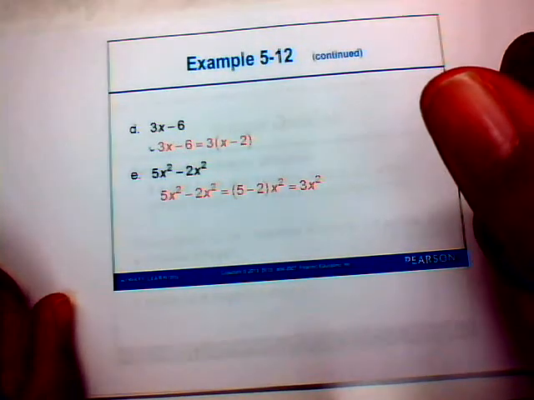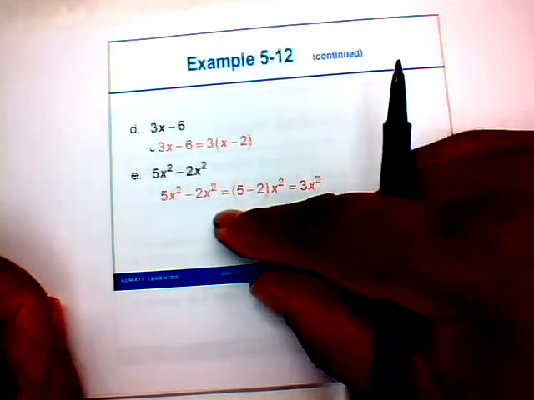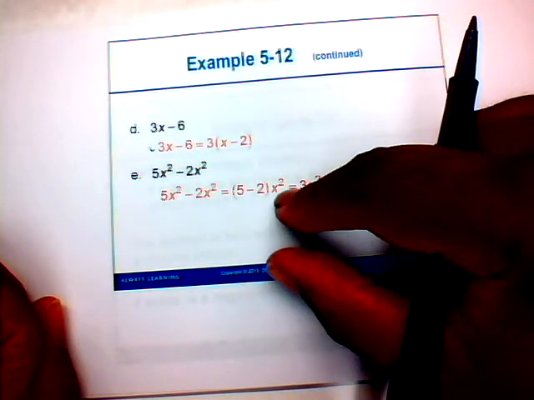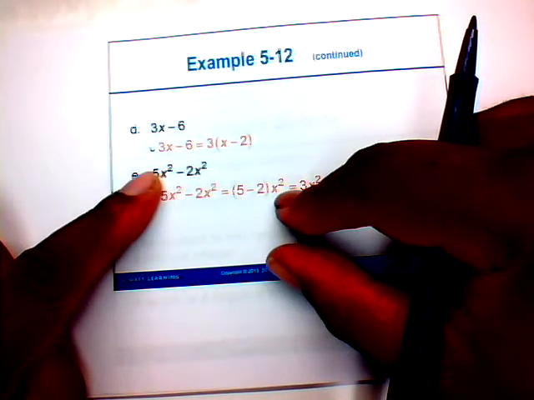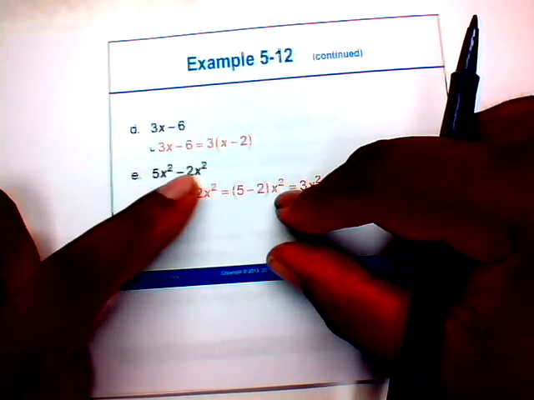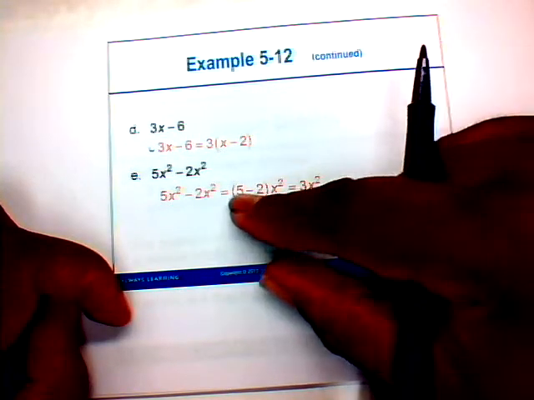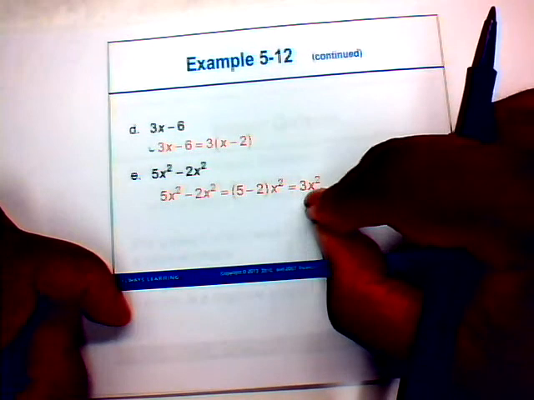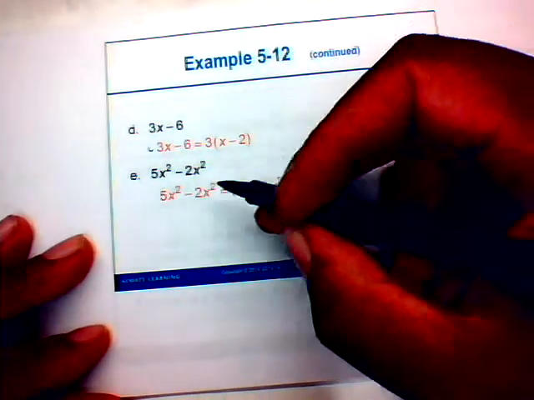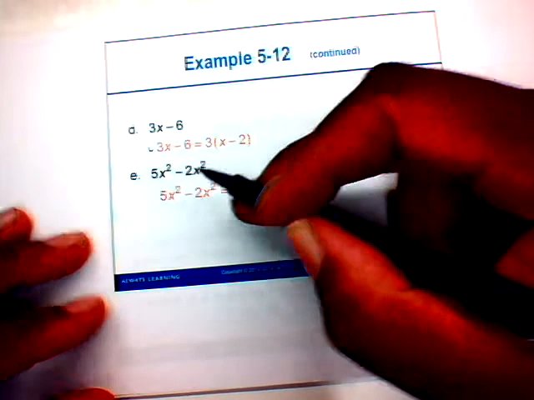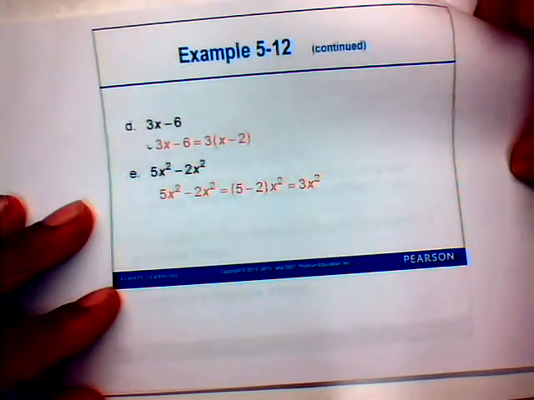And in 5x squared minus 2x squared, the common factor here is x squared. So the x squared will be on the outside. And then 5x squared divided by x squared would just be 5, minus 2x squared divided by x squared will be 2. So inside you have 5 minus 2, which will be 3x squared. In this case here, this is where you have like terms, and sometimes they do use factoring in order for you to combine like terms.